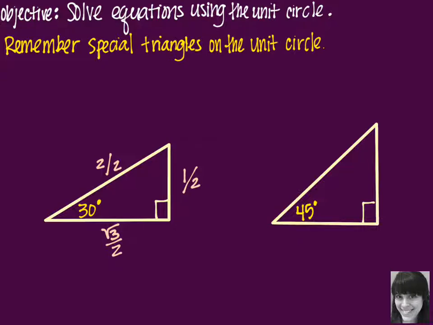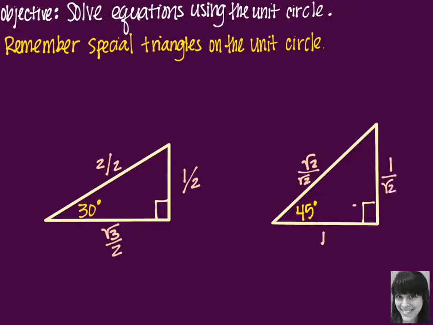So across from the 60, you'll always see square root of 3 over 2. Across from the 30, you'll always see 1/2. And then you have the 45, 45, 90 degree triangle. The ratio is 1, 1, square root of 2. But again, you want your hypotenuse to be 1, so you divide all sides by square root of 2.